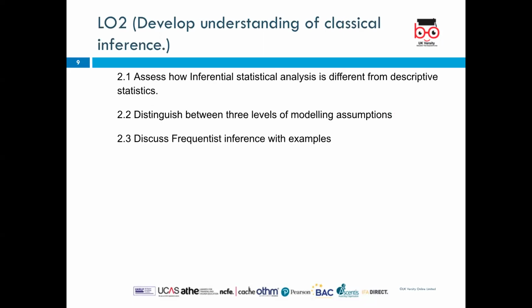And then learning outcome 2, which is develop understanding of classical inference. The first assignment is assess how inferential statistical analysis is different from descriptive statistics. We looked at this in learning outcome 2. And then secondly, distinguish between 3 levels of modeling assumptions. And lastly, discuss frequentist inference with examples. So that's for learning outcome 2.